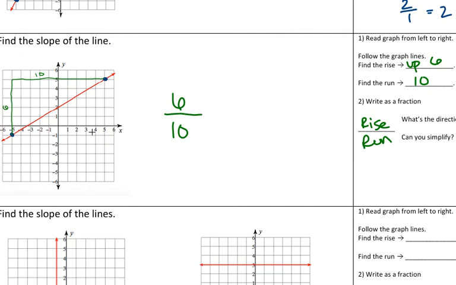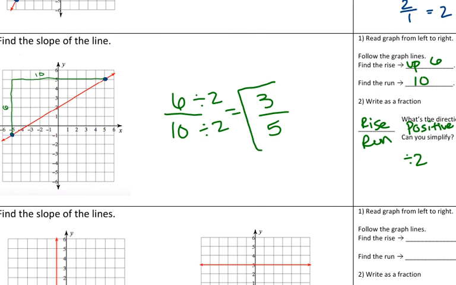Okay, so the rise went up 6, and then it went over 10. What's the direction? If I think about that slope dude, this one's going uphill. He'd be out of breath, so you'd say positive. Now, can I simplify it? Is there a number I can divide both the top and bottom by? The answer is yes, we could divide by 2. So 6 divided by 2 is 3, and 10 divided by 2 is 5. Can I simplify again? No. So that's going to be my final answer.